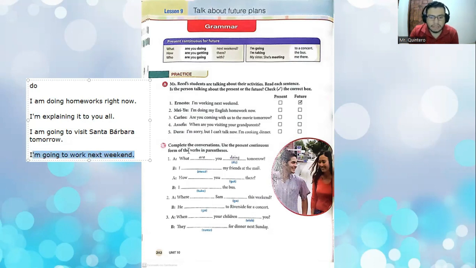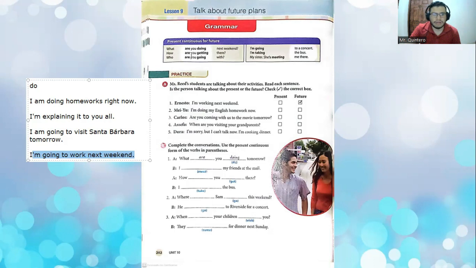So, complete the conversation. Use the present continuous form of the verbs in parentheses. Okay, at the beginning, remember we have the WH questions. Cuando tenemos pregunta, primero va en este caso el WH questions. What, que significa qué, how, cómo, who, quién. ¿Qué estás haciendo este fin de semana? Yo voy a ir al concierto, le dice.